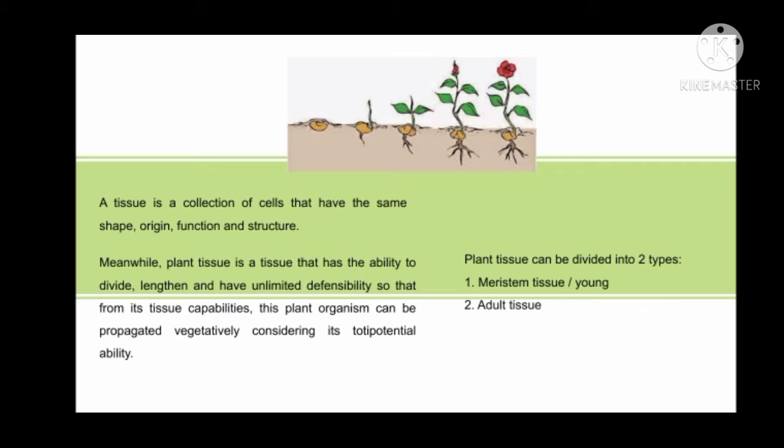Plant tissue can be divided into two types. Number 1, meristem tissues or young tissues. Number 2, adult tissues.